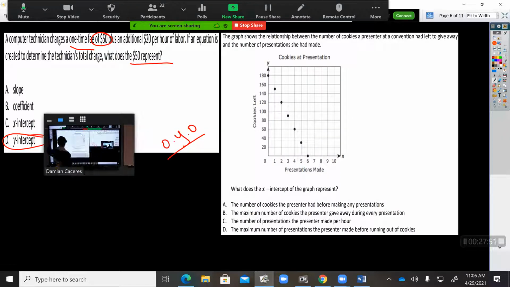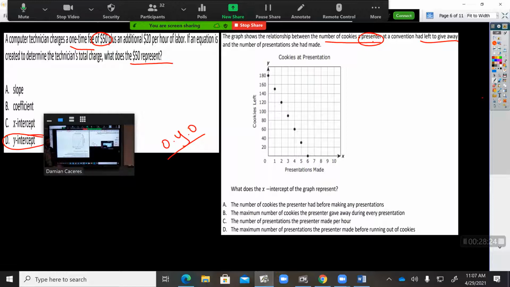Now look at the second example. This is a great one because these questions take up like half a page and people skip them thinking they're difficult. Super simple, especially when you get a graph with dots on it. There's so much information for you on a graph with dots on it. So let's read here. The graph shows the relationship between the number of cookies a presenter at a convention had left to give away.